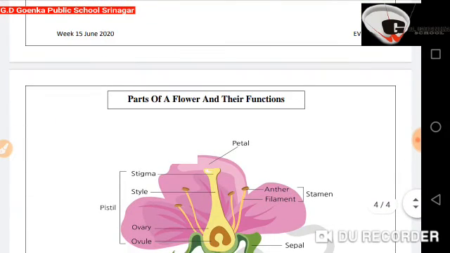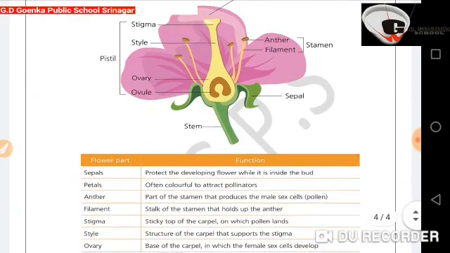So this is all about the revision of parts of flower and their functions as well.